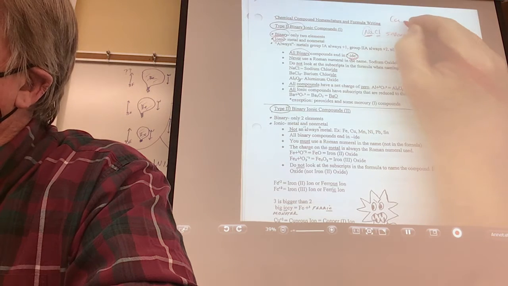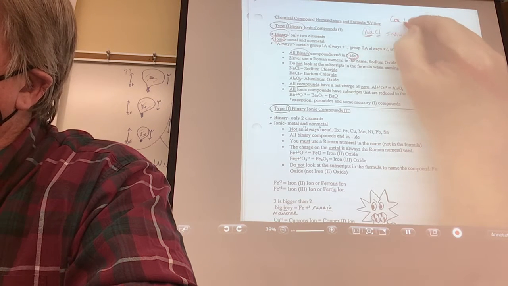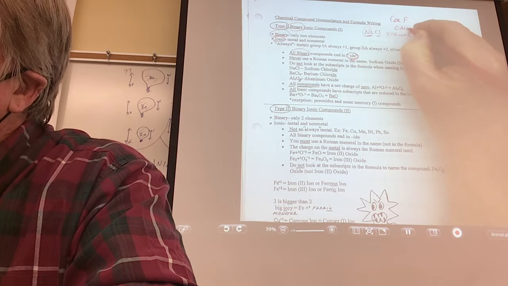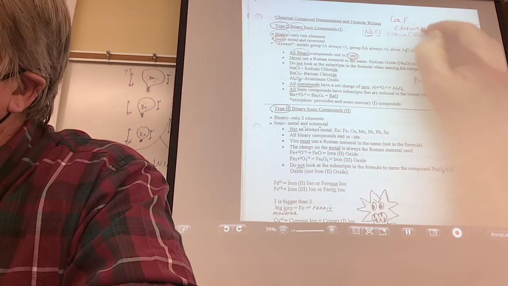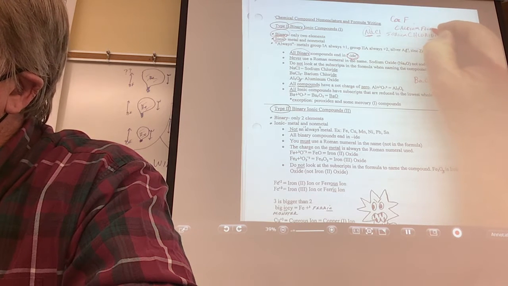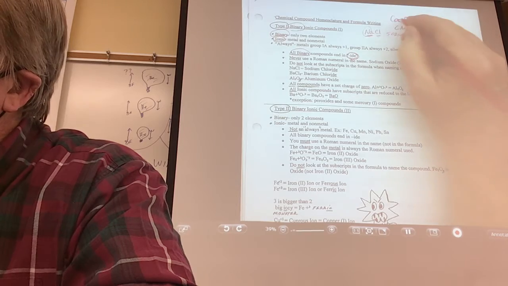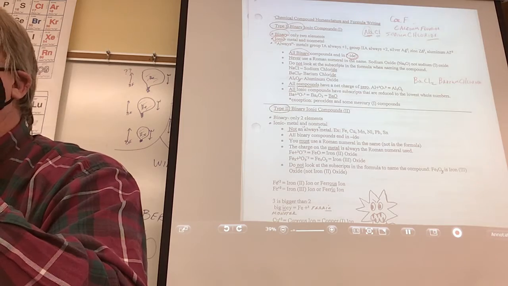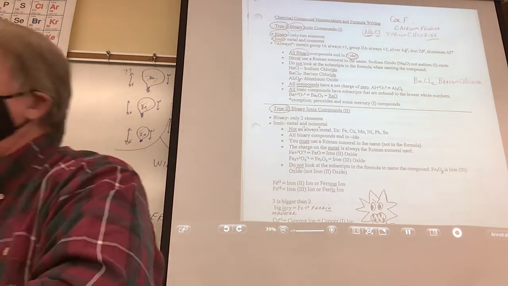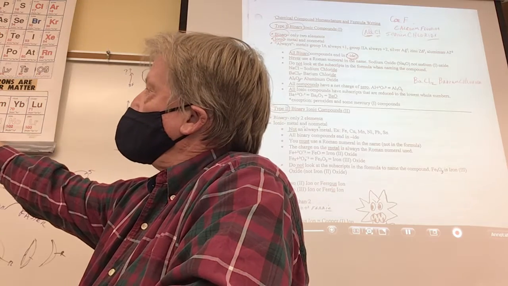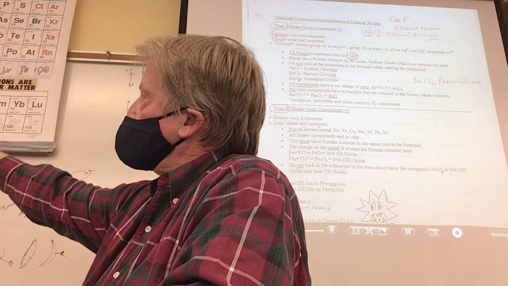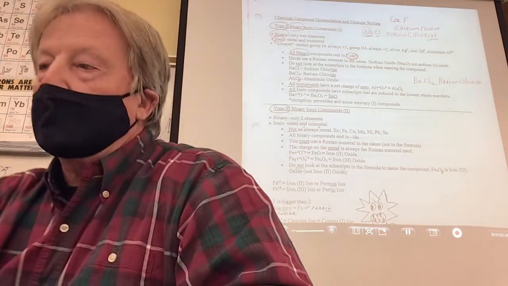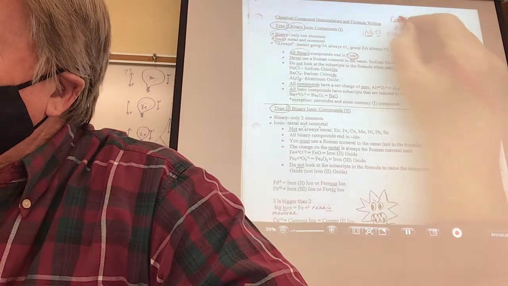How about, what if I made a compound between calcium and fluorine? What would the formula be? So what if I said, how do you write the formula for calcium fluoride? You say, well, I'll bet it has calcium in it, and I'll bet it has fluorine in it. So how do I write the formula? Now be careful. You told me that in a compound, calcium is always what charge? Not +1, but what? +2. So take your pen and go +2 there.